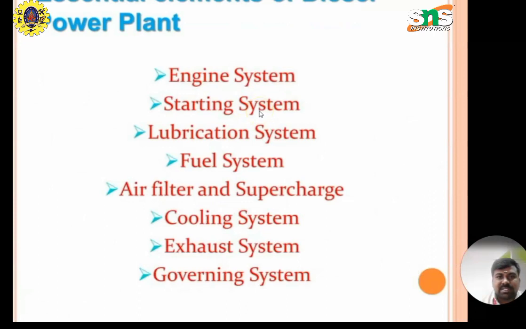The essential elements of diesel power plants are the engine system, starting system, lubrication system, fuel system, air filter and supercharger system, cooling system, exhaust system and the governing system.